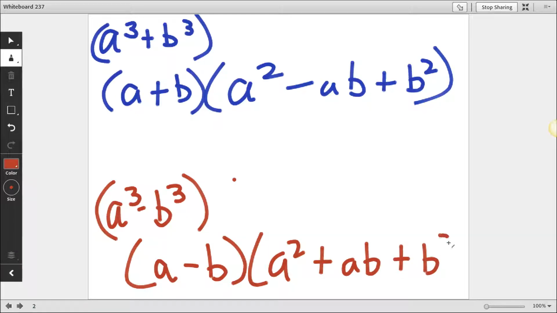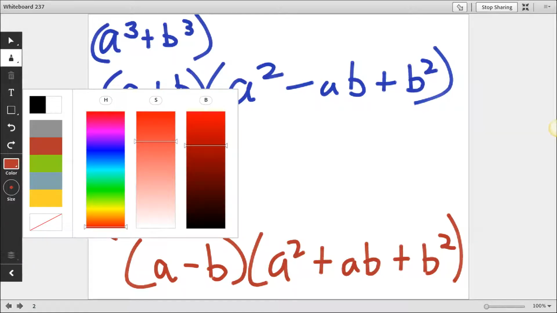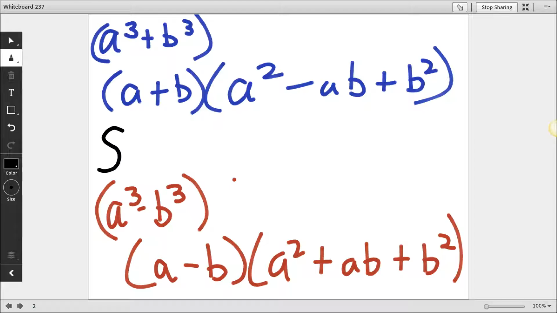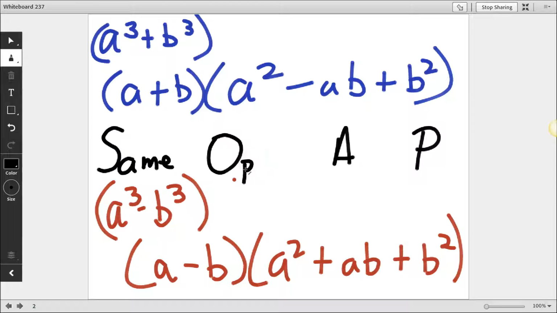plus b squared. And to remember this, I'm going to tell you this little saying right here. I'm going to change color so we can see it. So, same, opposite, always positive. And I'm going to abbreviate positive. I hope you don't mind.